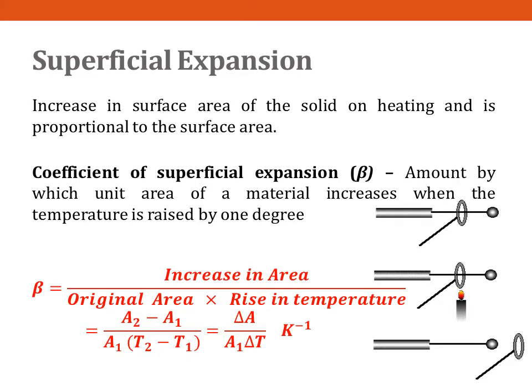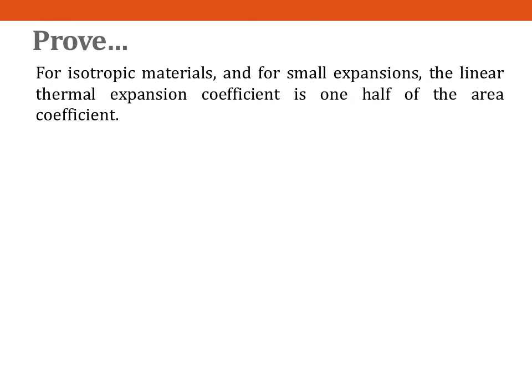Before the heating of the ring, the ball cannot be taken out of the ring. But after the ring is heated and undergoes expansion, the ball easily slips out of the ring. Let us try to relate the two phenomena which we've just seen, the linear expansion and the superficial expansion, by means of their coefficients. For isotropic materials and for small expansions, the linear thermal expansion coefficient is 1/2 of the area coefficient. Let us try to prove this.